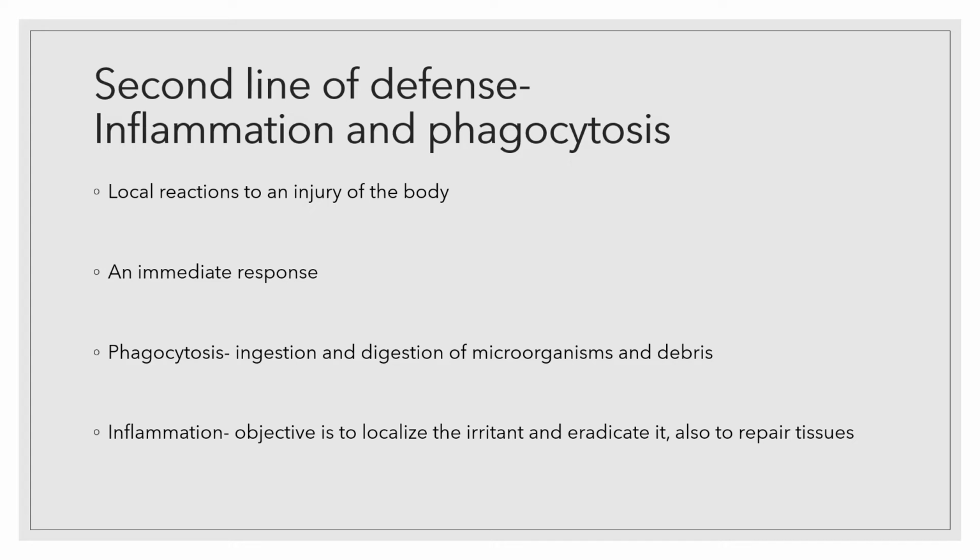Phagocytosis is the ingestion and digestion of microorganisms and debris. This is all enhanced by an antibody known as IgG and complement, which is a series of plasma proteins. During inflammation, the objective is to localize the irritant and eradicate it, and also to repair the tissues. However, inflammation does increase phagocytic activity with a series of biochemical and cellular changes, but tissue damage could result in inflammation.